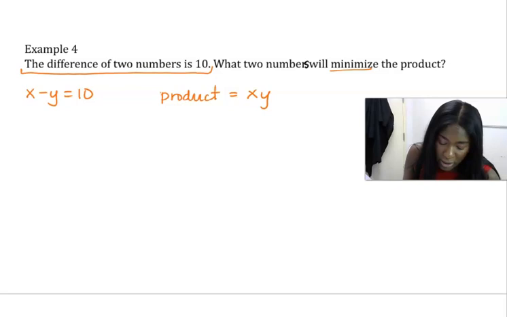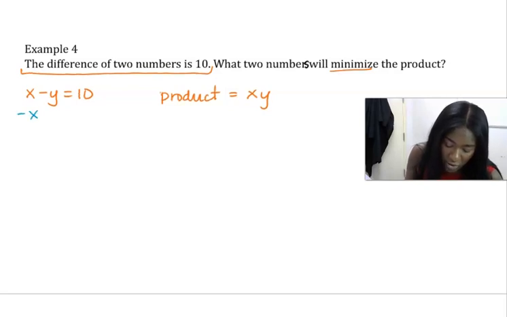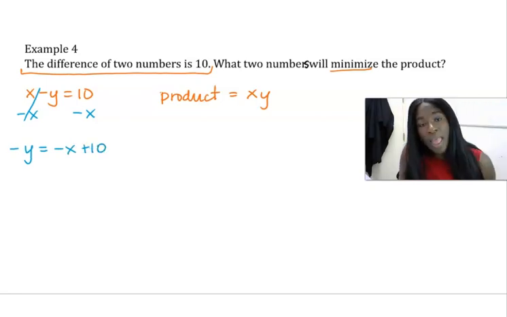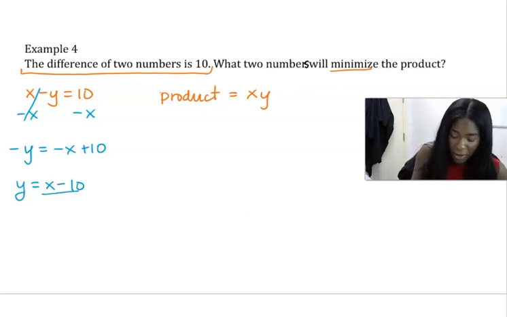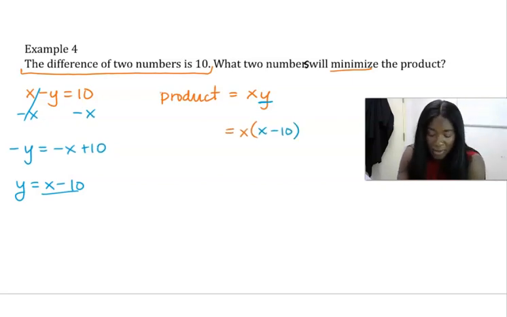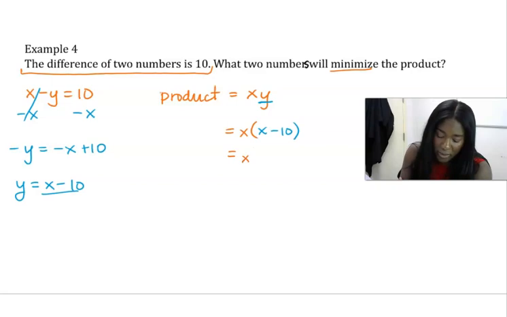So if I were to take this equation here and solve for y, I'll subtract x from both sides. I get that negative y is equal to negative x plus 10. And then I'll multiply everything in the equation by negative 1 to get that y is equal to x minus 10. So now that we know that y is x minus 10, I'm going to substitute that in here. So the product is now x times x minus 10. I can distribute that there to see that this product is equal to x squared minus 10x.